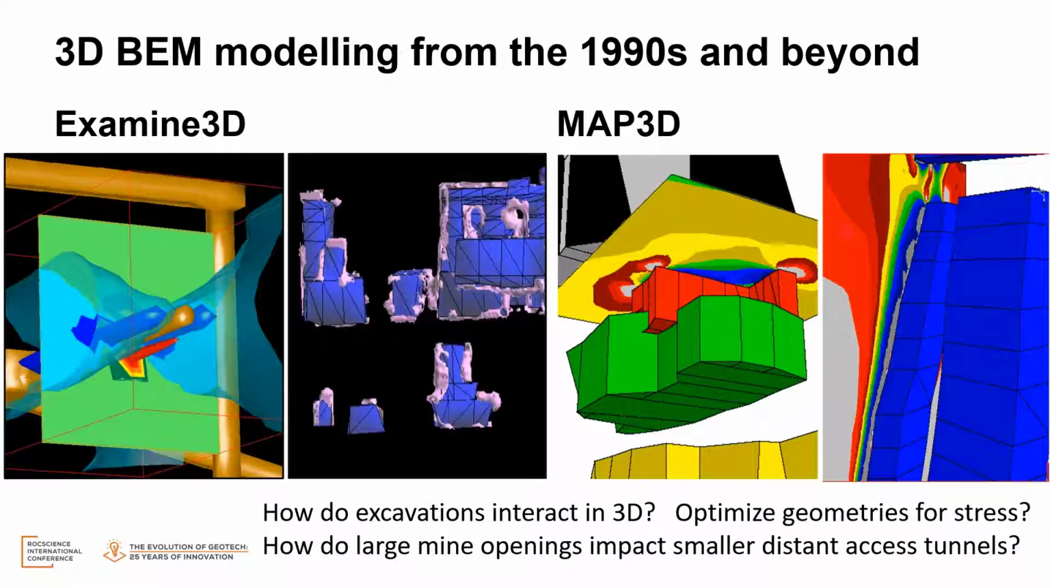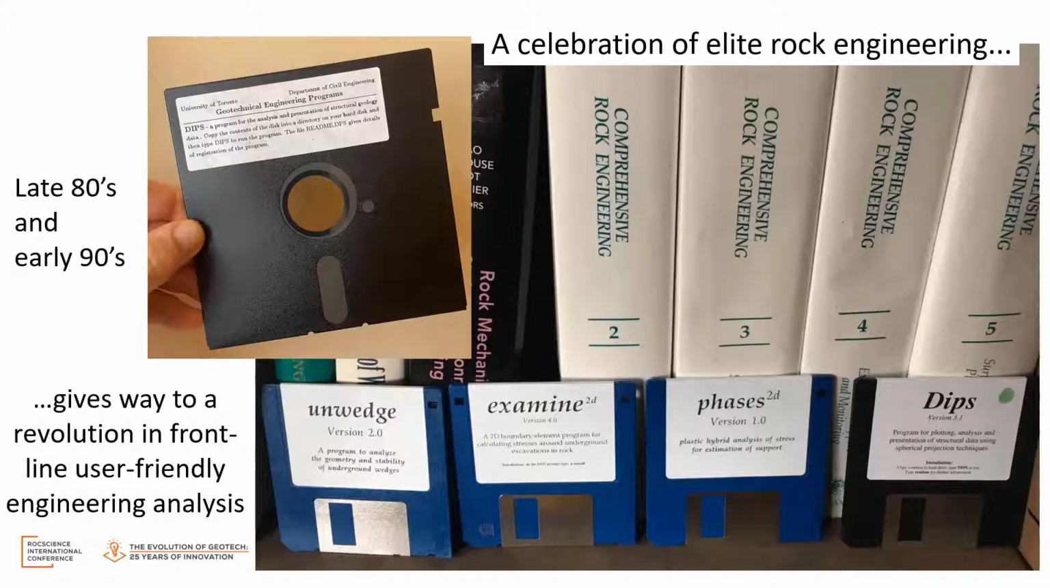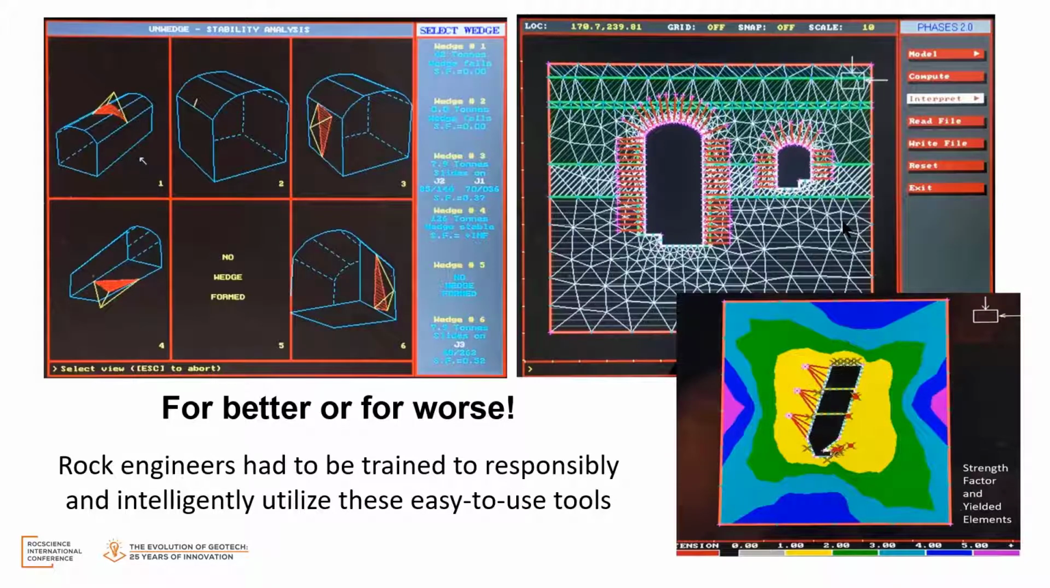Now, we knew that the modeling was elastic and that yield was not happening, but as long as we limited our questions within those constraints, it was incredibly powerful. So, interestingly enough, the rise of the user-friendly software coincided with a major celebration of rock engineering in the form of the 5-volume comprehensive rock engineering set published in the early 90s. And one could say that those volumes were a celebration of elite rock engineering done by experts. And this revolution in user-friendly interface development gave way to frontline rock engineering. And I'll say for better, for worse.